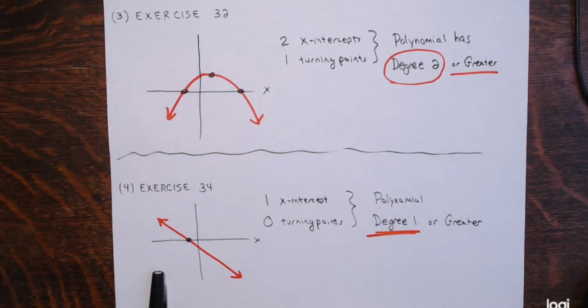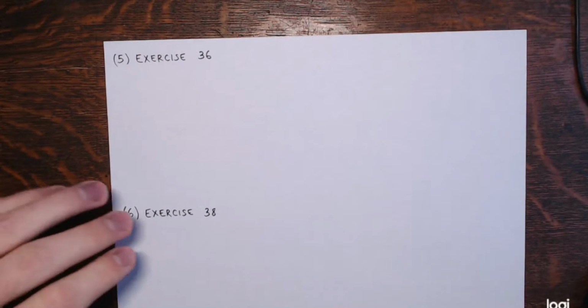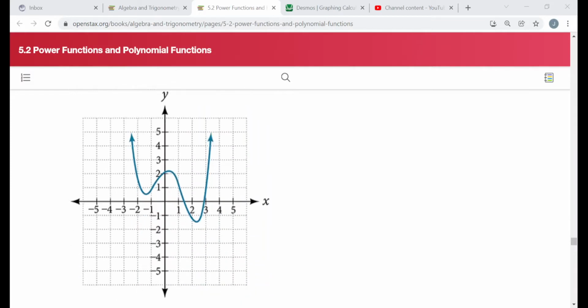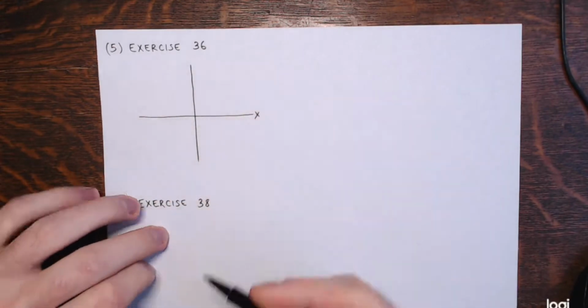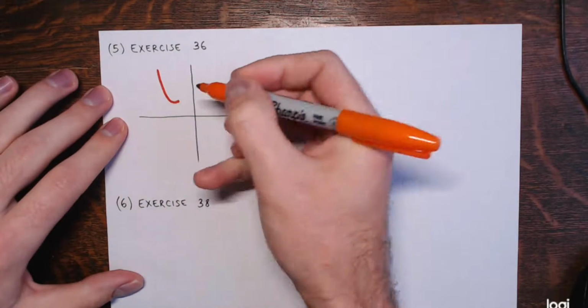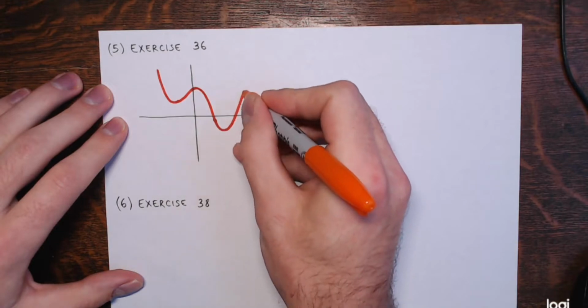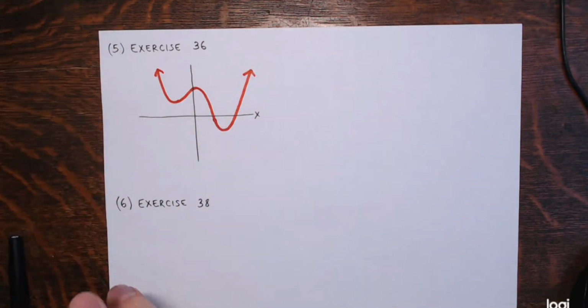Alright, next example. I think it's the same kind of exercise, and I think it's the way it is for most of the rest of this. We'll see. So exercise 36. Yeah, it's the same stuff. Again, I'll draw a very rough sketch of what I'm saying here. Back on paper. So xy plane. We had this curve. It came down, didn't touch the x-axis, came back up, came back down, hit the x-axis here, and then came back up, hit the x-axis there. Both ends are going in the same direction, so this has got to be some even degree.